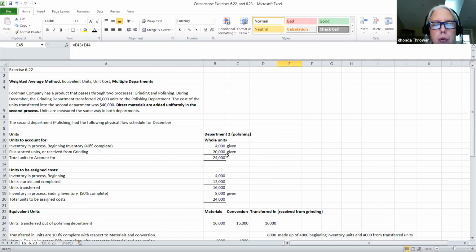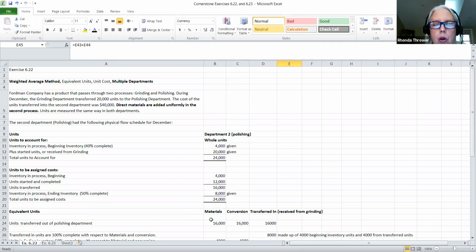They have given you some information for whole units. They've told you that you had beginning inventory that was 40% complete, so there'd be 4,000 units in your beginning inventory that was given. They also told you that you started 20,000 units that you received from the grinding department, and so that was a given amount too. In order to find whole units, you will have to add your beginning inventory units to the units that you received from the previous department, and that will give you the total units to account for. This total units to account for has to be reconciled to units to be assigned cost.